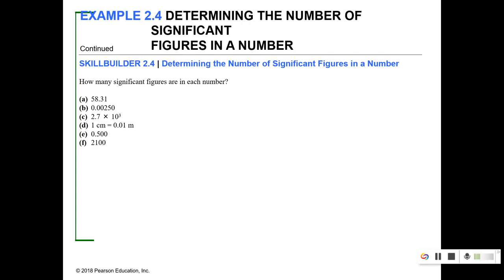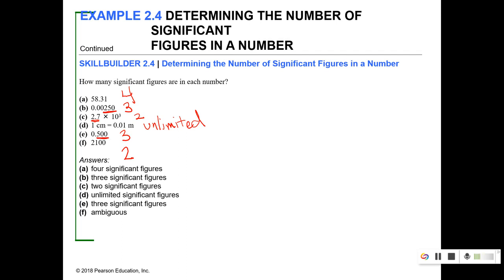Okay, so let's do some more. Here we've got 4 because there's no zeros. Those are the only ones that count here because there's a decimal. 2 for the times sign. D is unlimited. After the decimal, trailing zeros count. So this is 3, and then F is 2 because there's trailing zeros, no decimal. Here it is going to say ambiguous. That will not be the answer on any quiz or test question that you see.